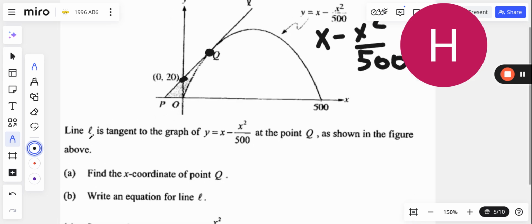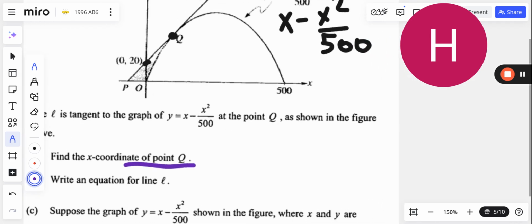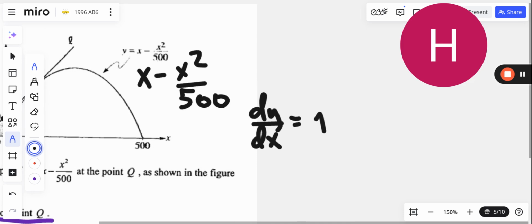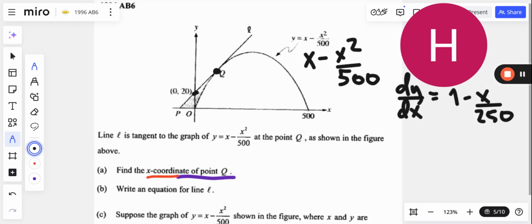Okay, so as it says, line L is tangent to the graph at point Q. Find the x-coordinate of point Q. So we have to find where on this graph it is tangent. So first let's take a derivative to find out what the slope is at that tangent point. dy/dx is going to be 1 minus 2x over 500. I think we could just call this x over 250. Okay, good. And that has to be the slope in the equation of this tangent line.